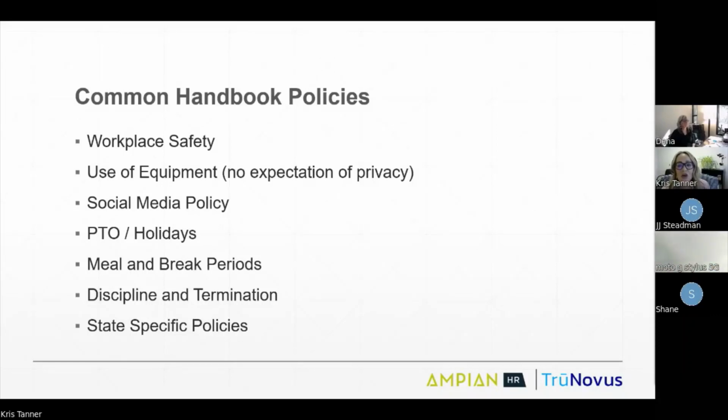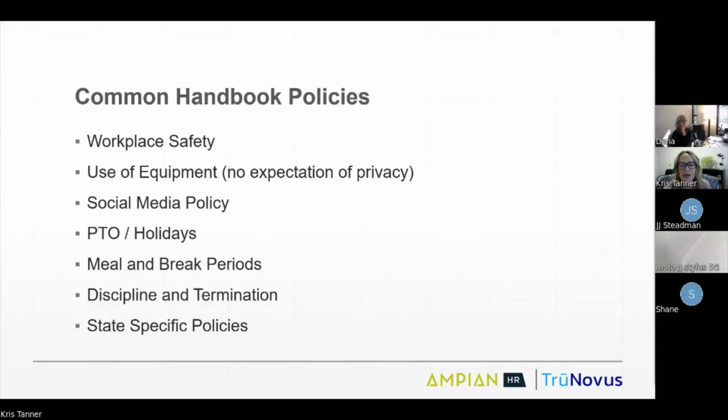So nothing contained on the equipment that you provide to them is private. As the owner of that equipment, you are the owner of the content of that equipment. So employees should not assume that anything they are doing or have housed in that company-owned equipment is private. So that's important for employees to know, that you have access to everything.